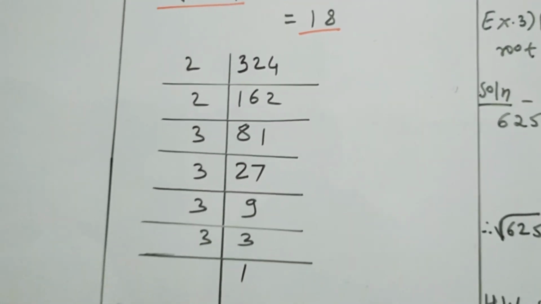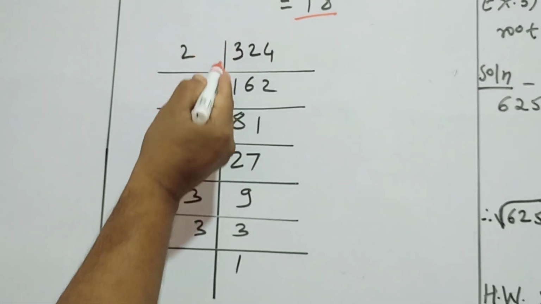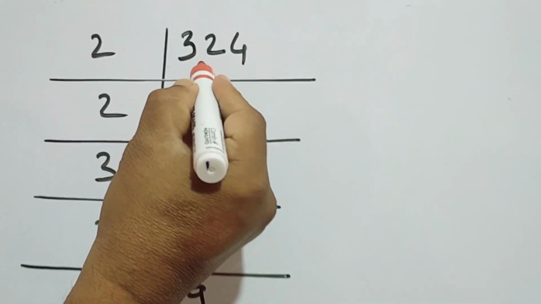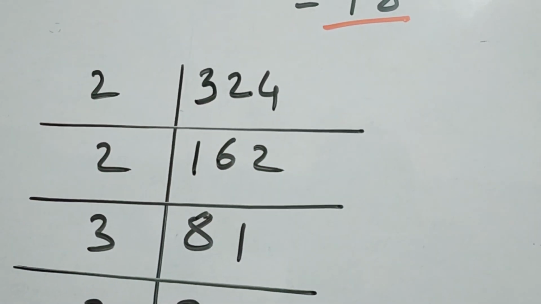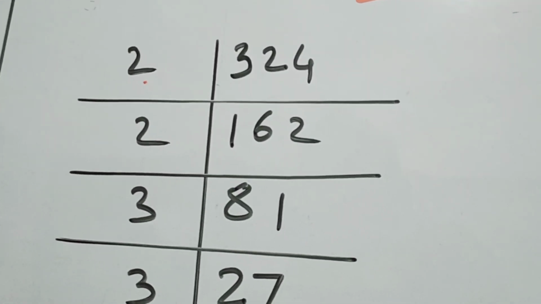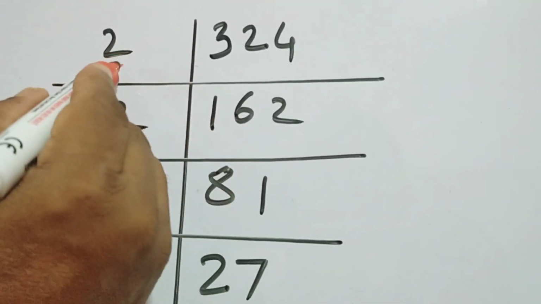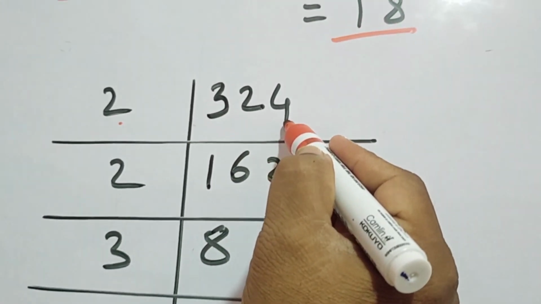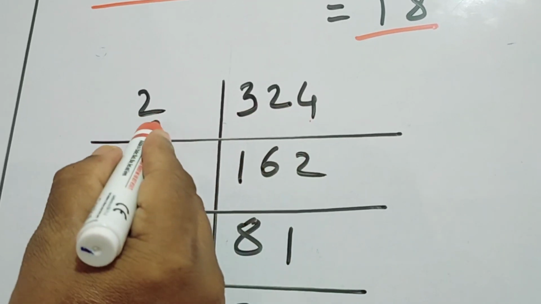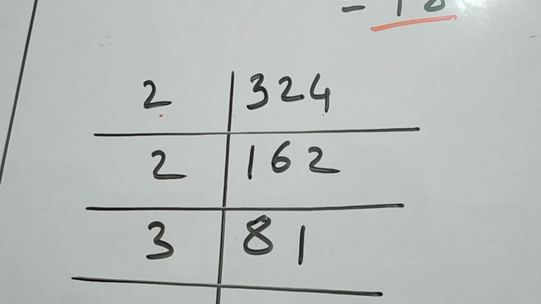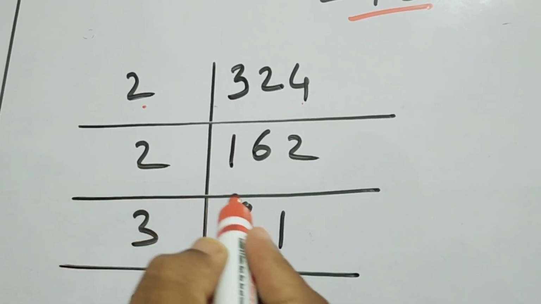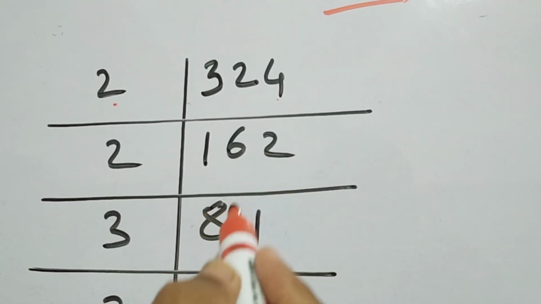Same example we can solve by vertical method. Draw one vertical line, one horizontal line. Write to vertical line and above horizontal line write 324 and left to the vertical line write first factor. How to find first factor? See the last digit. It is even, so divisible by 2. Now 324 divided by 2, answer is 162. Again here 2 is even, so 162 is divisible by 2. Now 2 81s are 162.